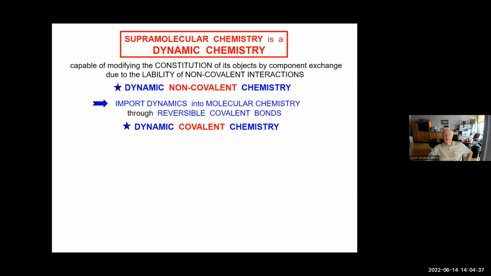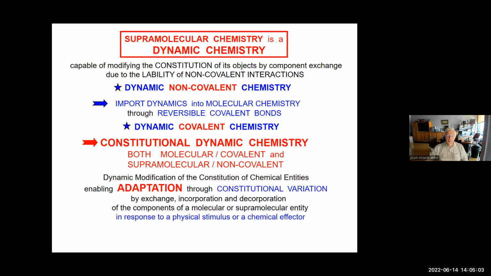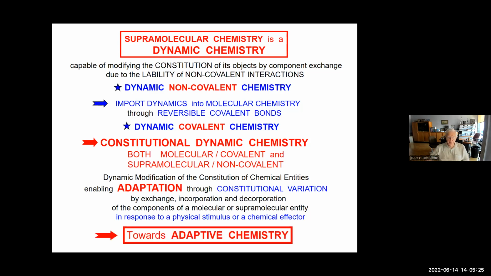If you want to put both types of dynamic chemistries under the same heading, the same umbrella, one can say that it is a constitutional dynamic chemistry where the chemical object, either covalent or non-covalent, molecular or supramolecular, is subject to dissociation, rearrangement, association sequences. And of course, because of this, in the course of the reassociation, it can change its constitution. That means undergo adaptation if there are specific stimulations of physical nature, like heat or pressure or something else, or chemical effector. And this then leads to the field which is now mainly our main interest, adaptive chemistry.